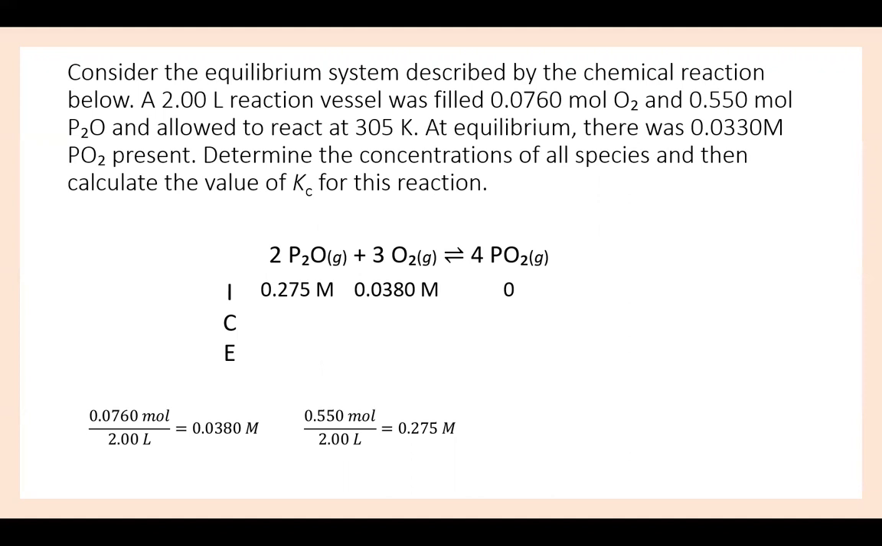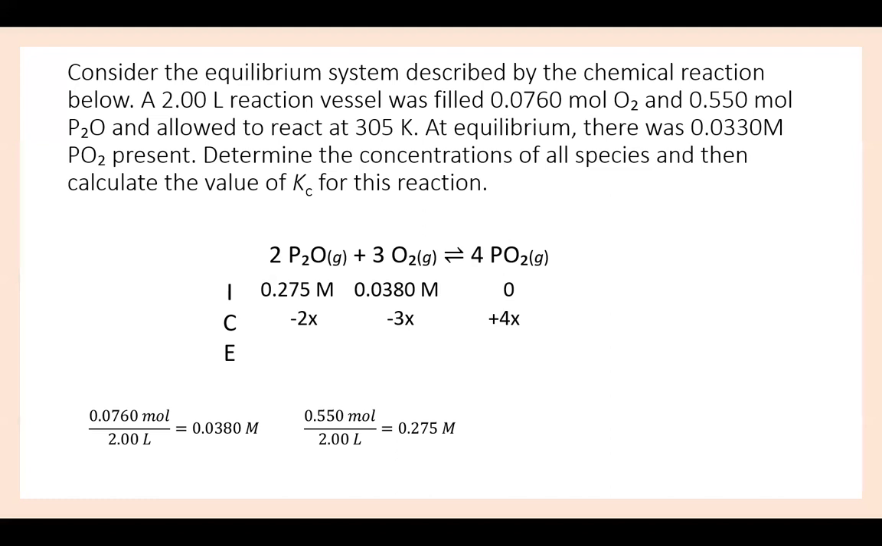So for change, we write minus 2x for P2O. We write minus 3x for O2. The minus sign indicates that the reaction is decreasing. And for the product, it increases, so plus 4x.